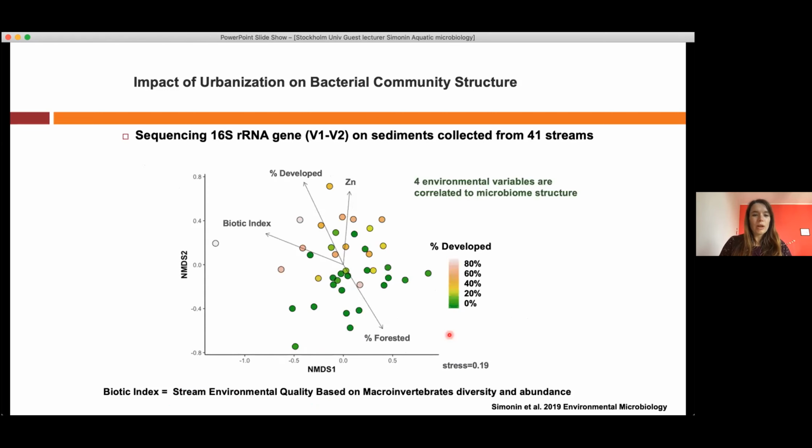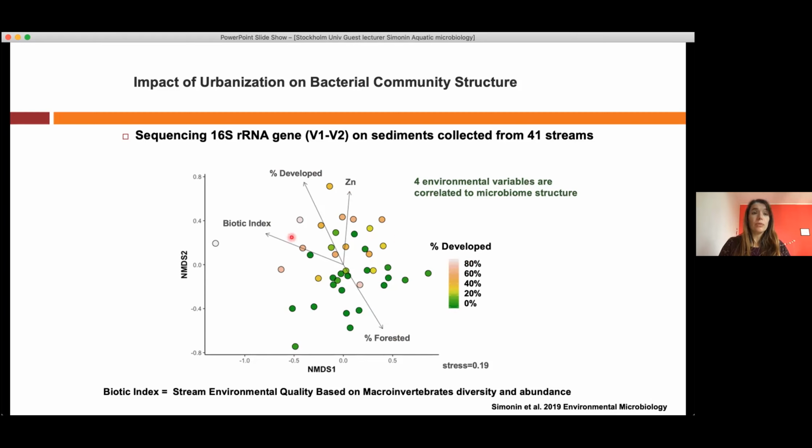So here we are representing a multivariate analysis. Maybe you've seen this before as a PCA or PCoA. Here it's an NMDS, where we looked at the structure of the microbial community. Each point represents a sample, a microbiome, if you want, and the closer they are, the more similar they are in terms of bacterial community. Here, each point is colored by the percentage of development. So it's a land use proxy or measurement that we have for each river. At 0, it's low urbanization, and red is high urbanization. And you can see that there is a shift in community structure. You have more of the forested or undeveloped rivers here, and here you have the ones that have the most urbanization.